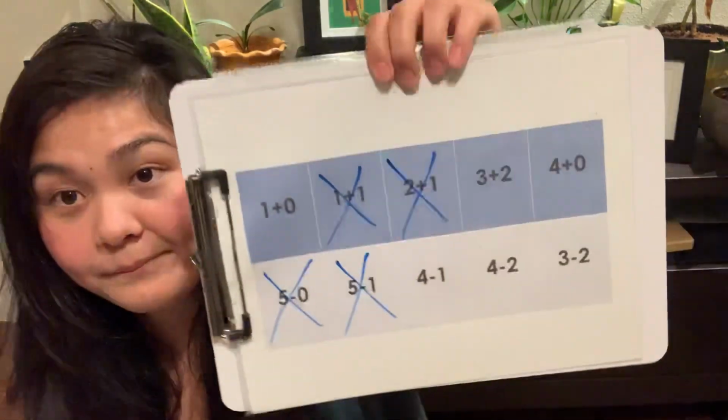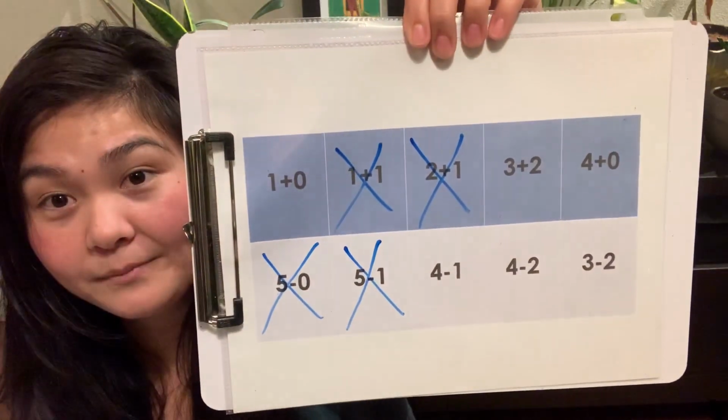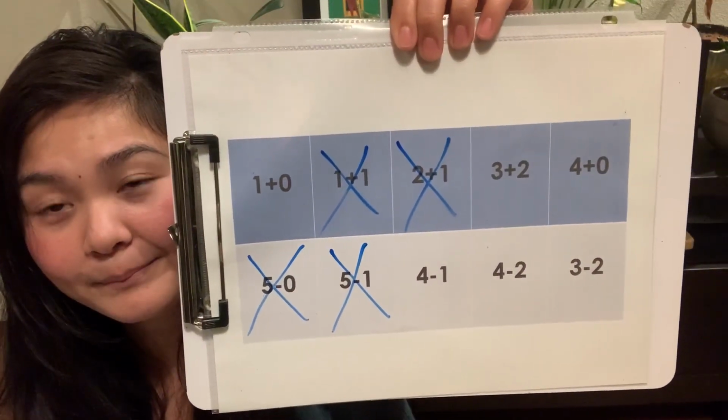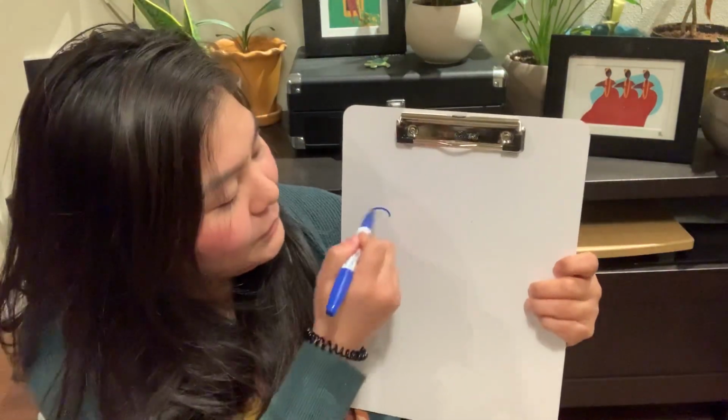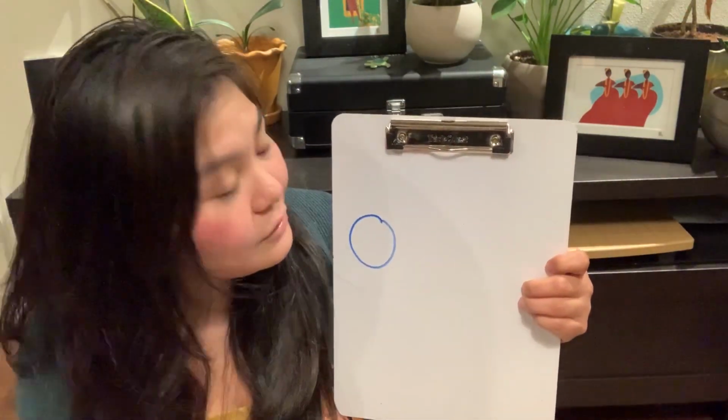Great. My next story is, there was 1 kid at the beach and no more kids came. I'm going to draw that story using symbols here. There was 1 kid at the beach and no more kids came.